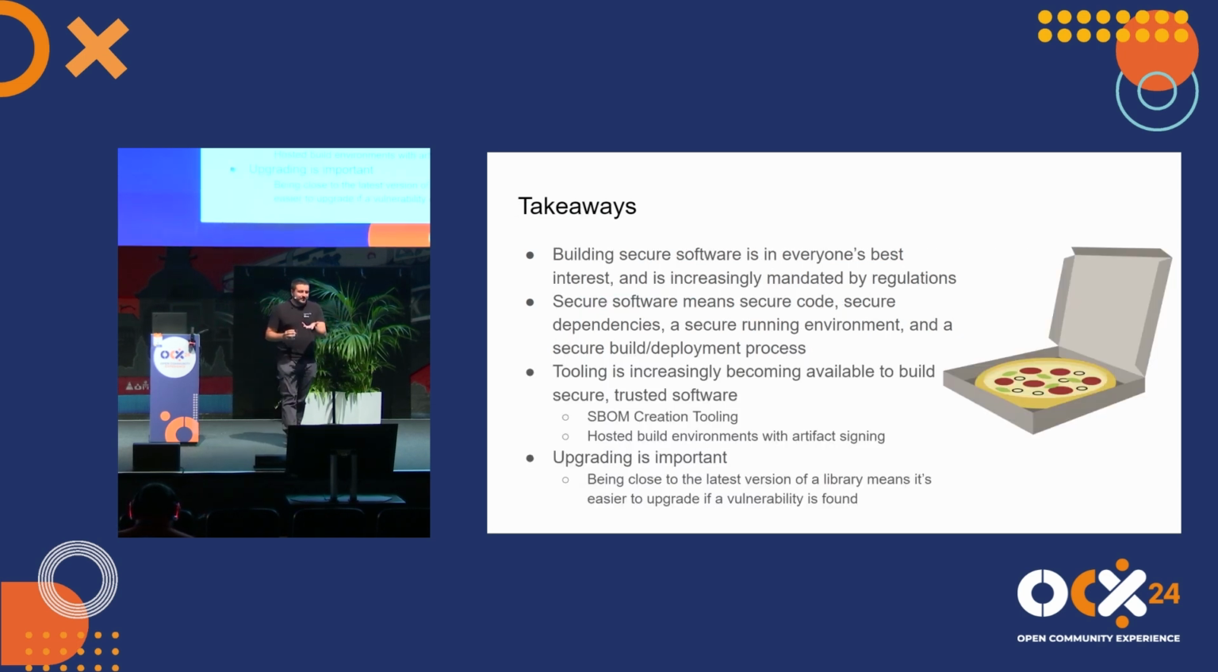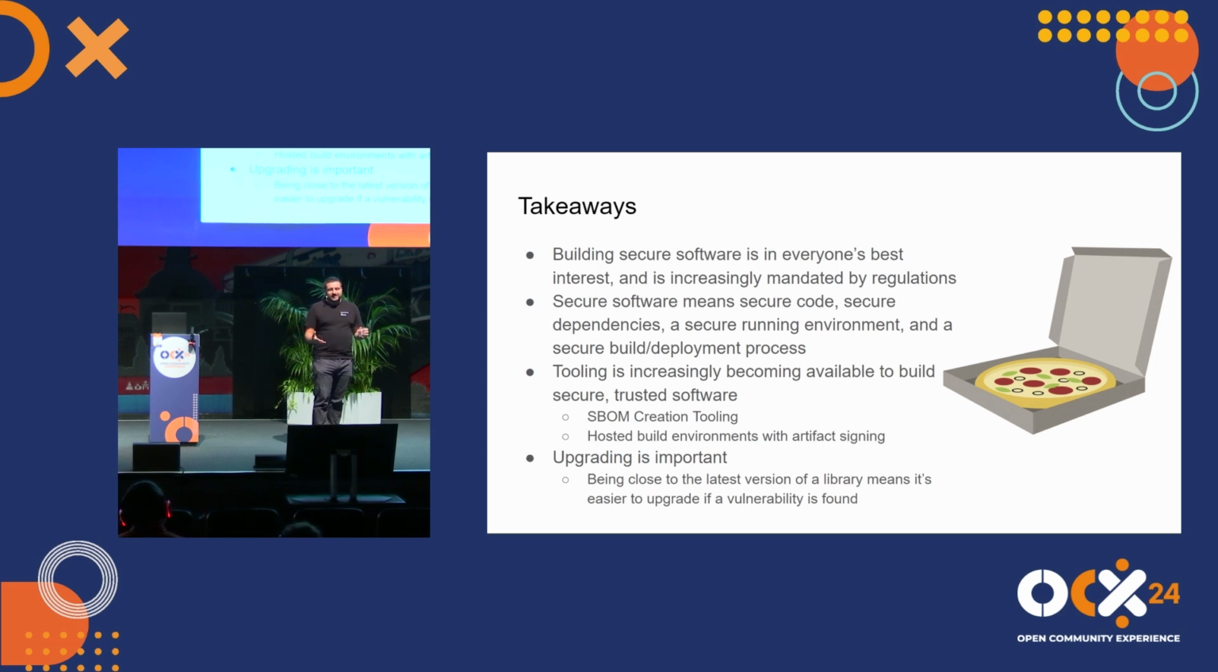So here's a couple takeaways, including this excellent takeaway pizza, rendered in full 2D. Takeaway number one is building secure software is in everyone's best interest, and it's increasingly mandated by regulations. You don't want to give your clients bugs, and your users don't want bugs to come from you. So the best thing to do is to build secure software. Secure software means secure code, secure dependencies, a secure running environment, and a secure build and deployment process. It's not just your code, it's the whole ecosystem.